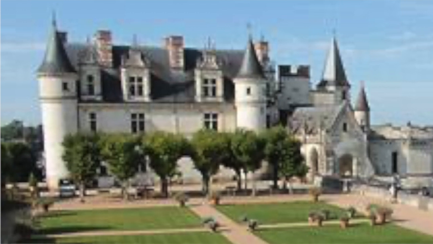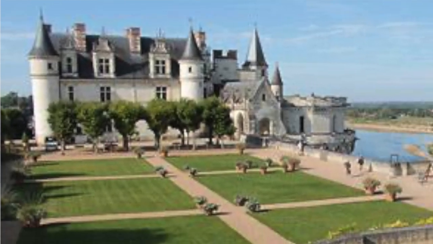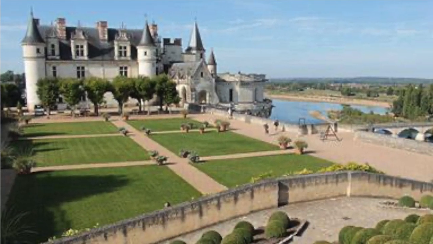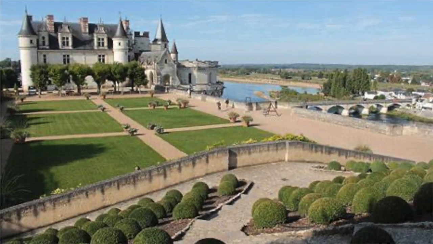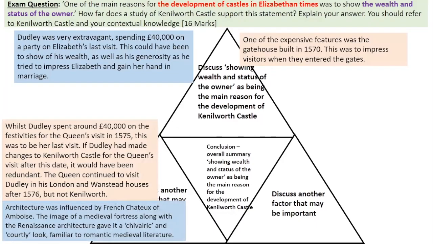Architecture at the time was influenced by French Chateau of Amboise. This image of a medieval fortress, along with the Renaissance architecture, gave it a chivalric and courtly look, familiar to romantic medieval literature. So there's a couple of ideas there for the second paragraph.